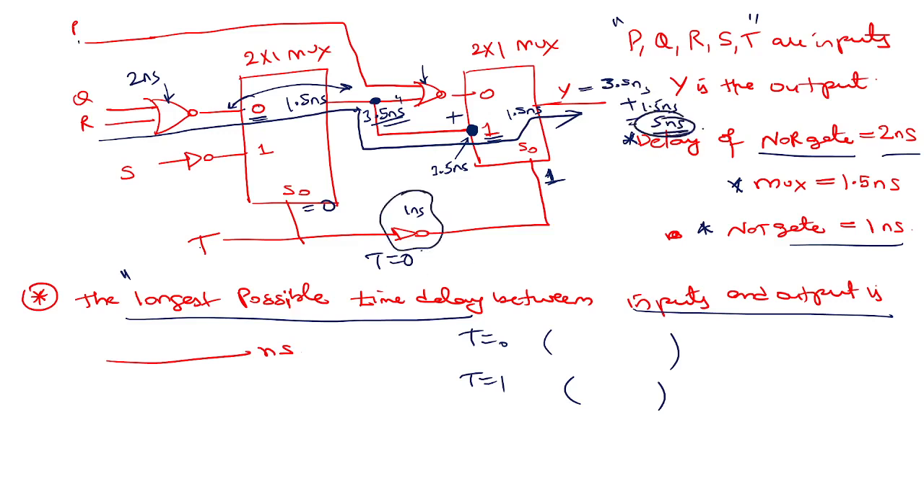See, when you apply T equal to 0, by the time these inputs reach this point, which is 3.5 nanoseconds, this T would have already become 1, right? It's parallel processing. If you apply all the inputs P, Q, R, S, T at the same time, by the time Q, R reaches this point, it is already 3.5 nanoseconds. Correct?